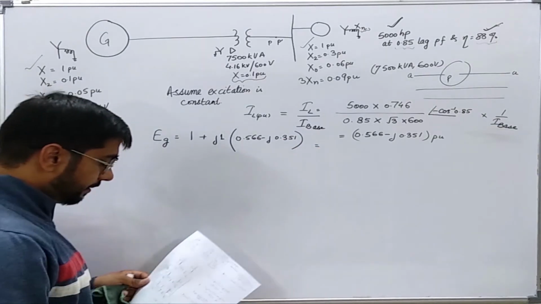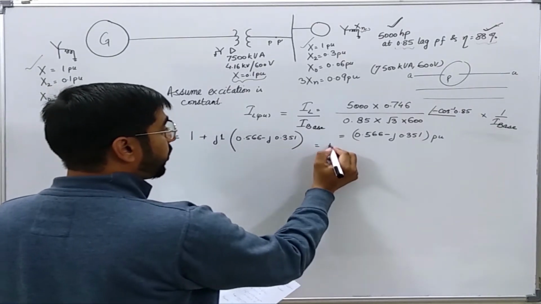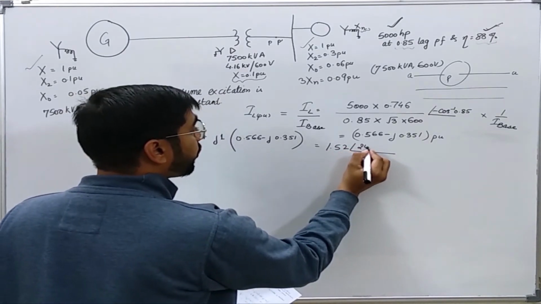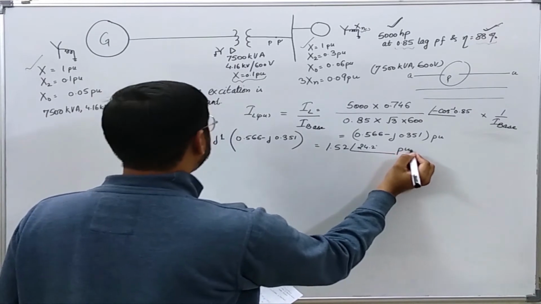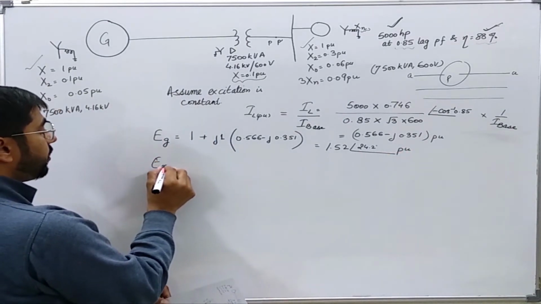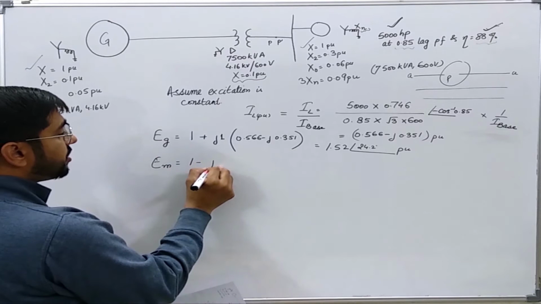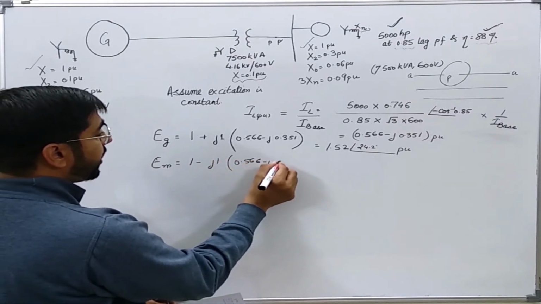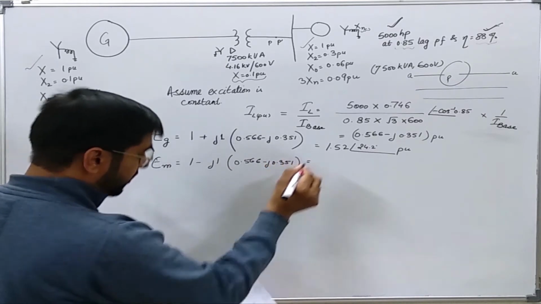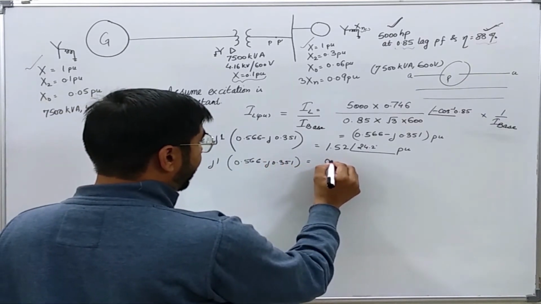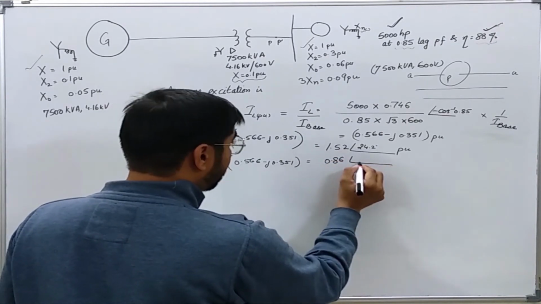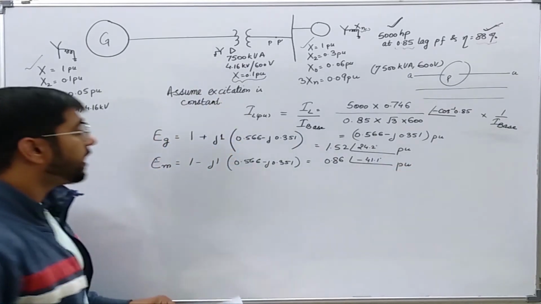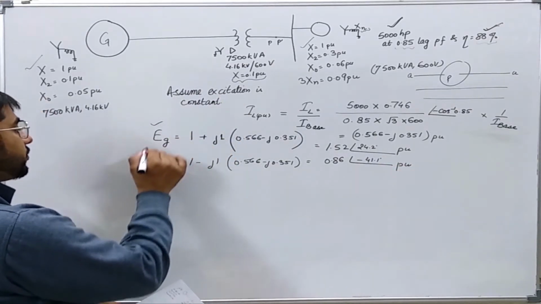So Eg will be 1.52 angle 24.2 degree per unit, and Em will be 1 minus J1 0.566 minus J 0.351, and it comes out to be 0.86 angle minus 41.1 degree per unit. Okay, now I have found these two values.